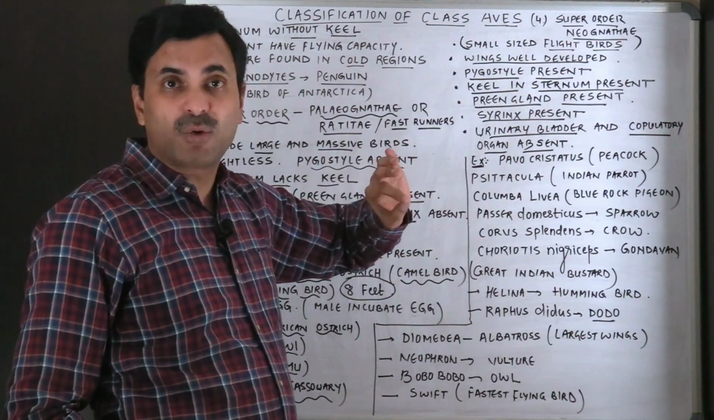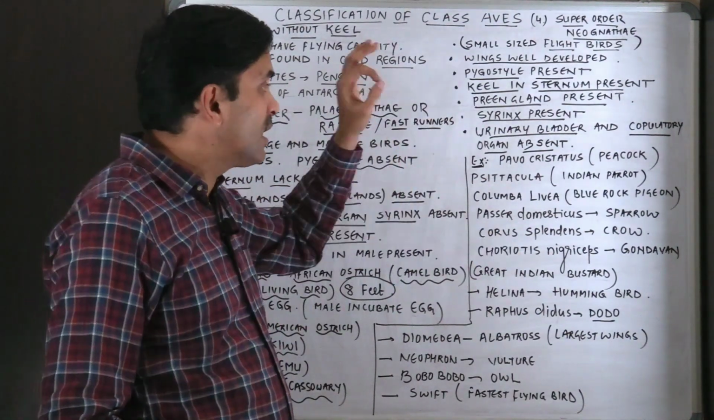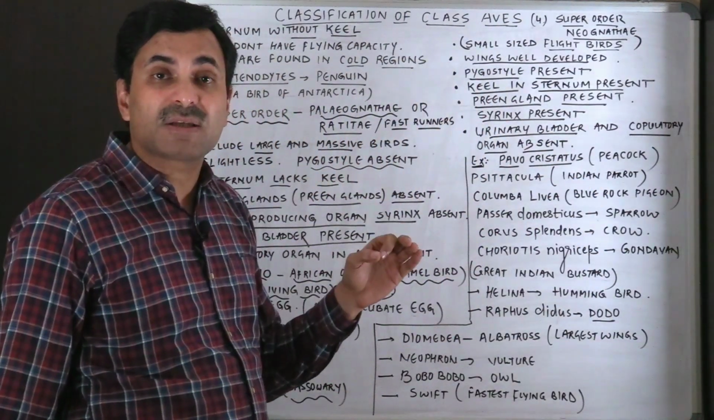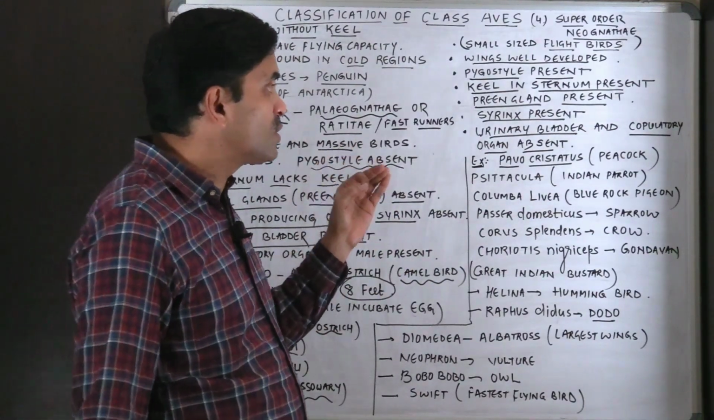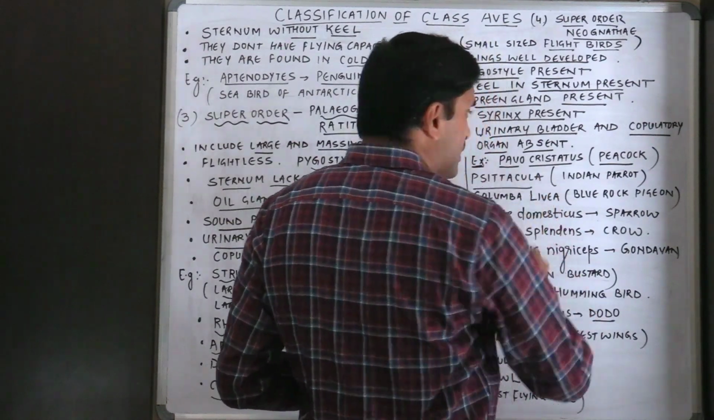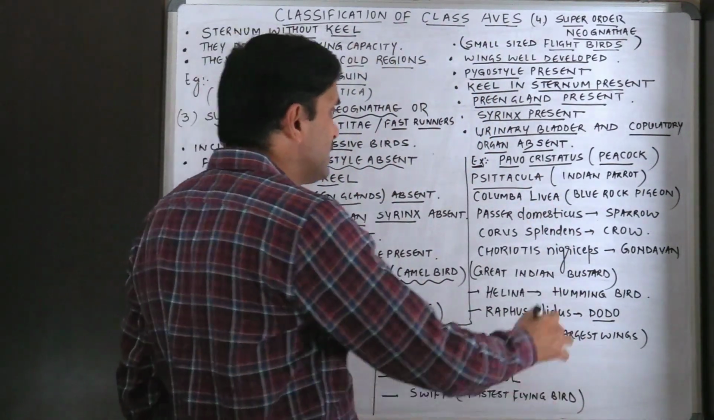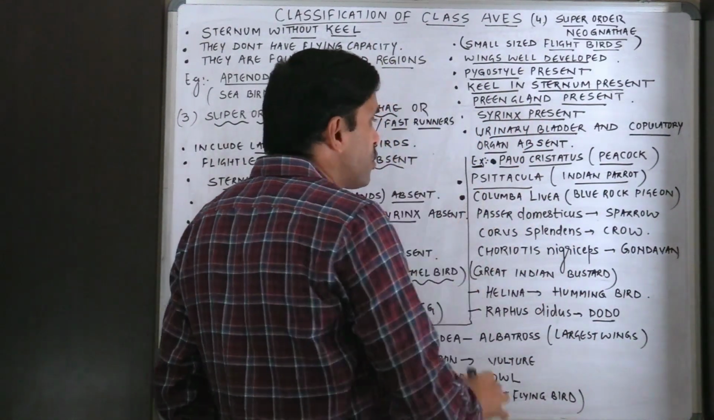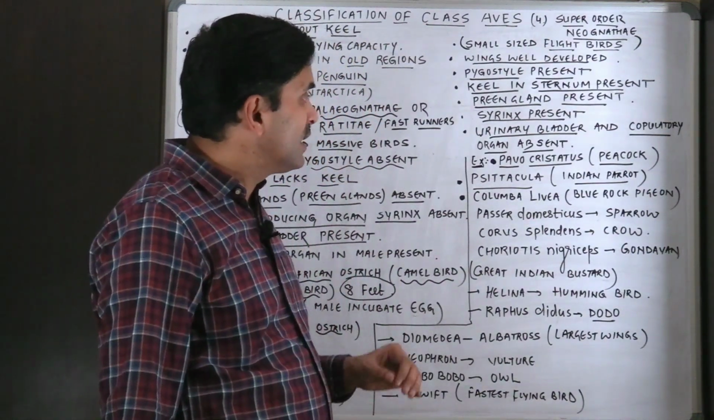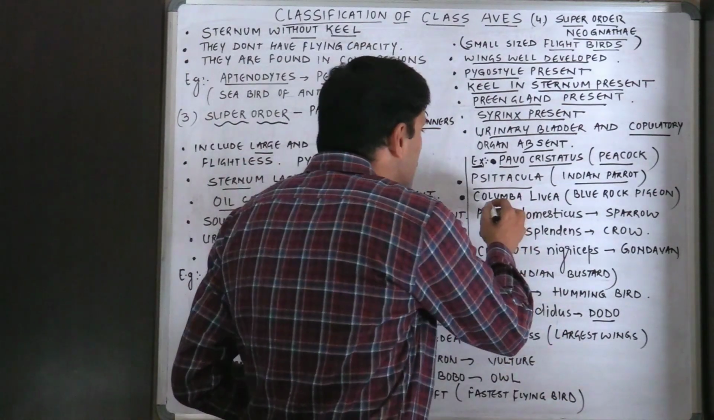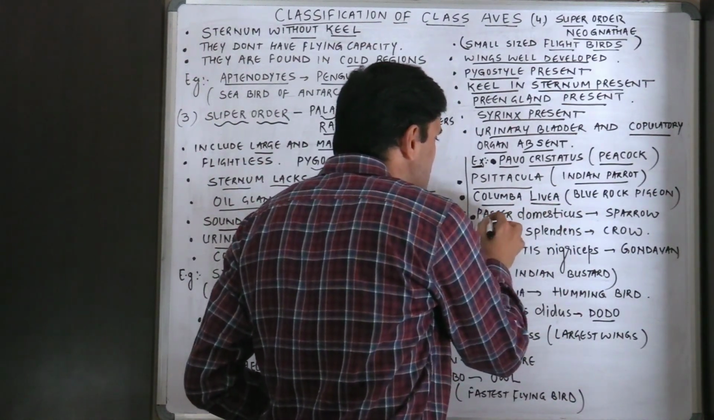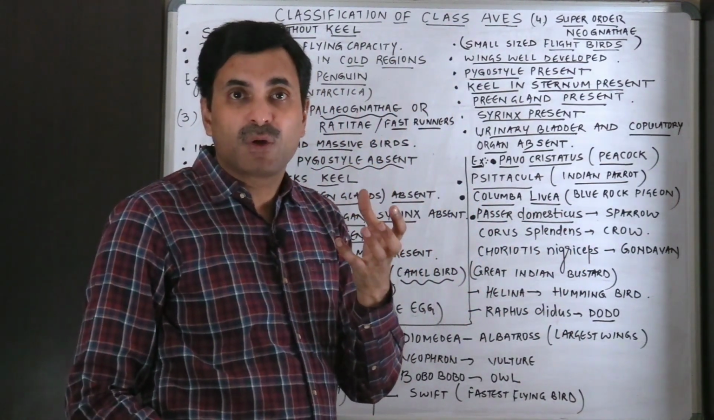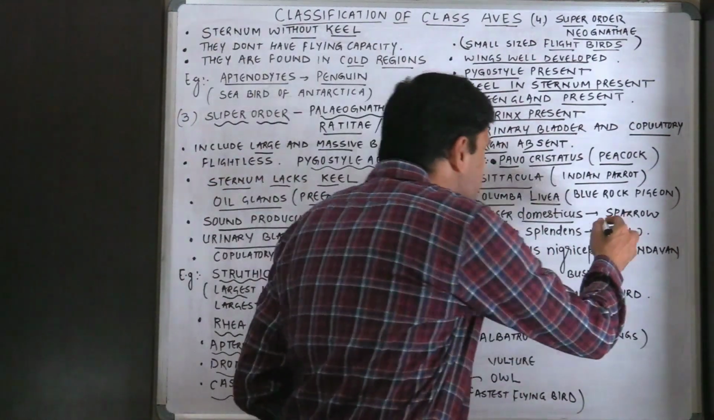All the modern birds which have the flying capacity are included here, say Pavo cristatus. This is a very important name because this is the national bird of India, also called the peacock. Psittacula is called the Indian parrot. Then Columba livia is called the blue rock pigeon. Passer domesticus is the most common bird, you all know. It is called the house sparrow, what you see around your houses.